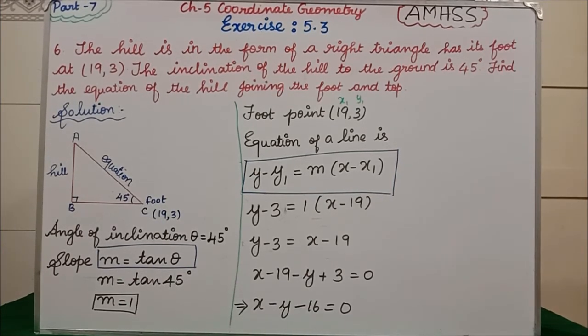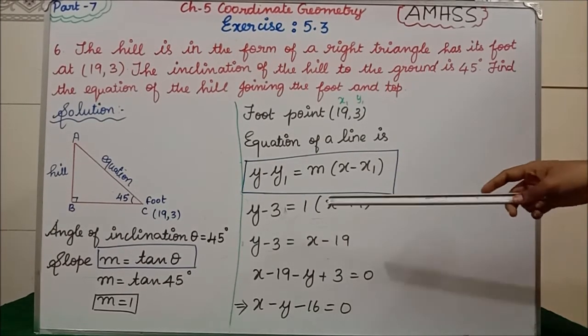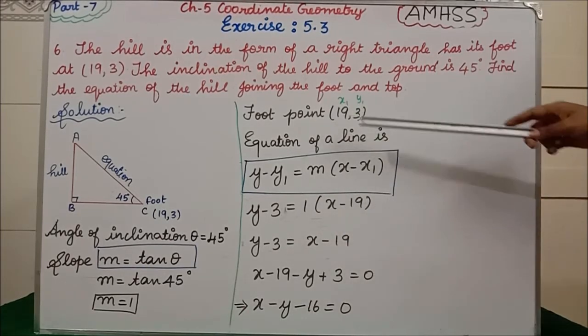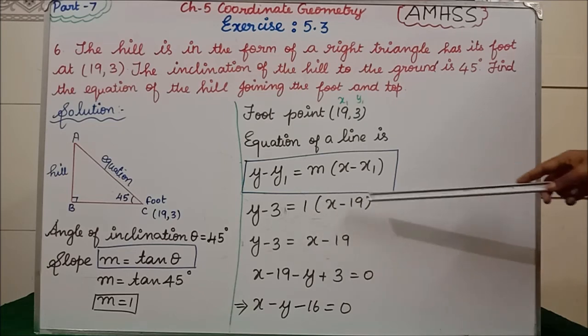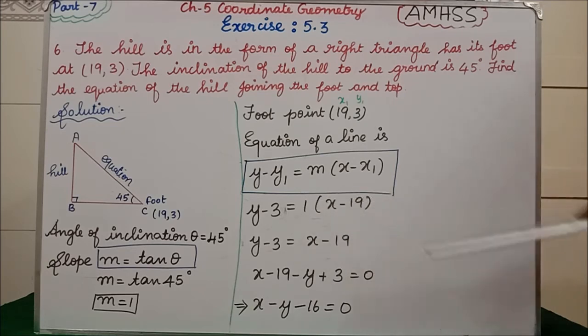We know the x1 value and y1 value, just substitute. y minus y1, which is 3, is equal to m value 1, x minus x1 value 19. So y minus 3 is equal to 1 into x minus 19, which is x minus 19. I have told you many times, in the equation of a straight line, in what format do you write? x term, y term, and at last the constant. So x minus 19 I am keeping as such.